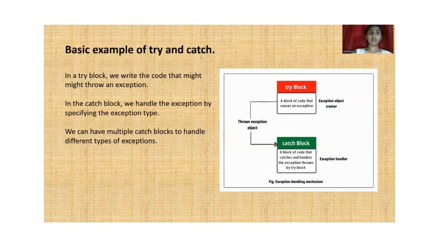Basic example of try and catch. In a try block, we write the code that might throw an exception. In the catch block, we handle the exception by specifying the exception type. We can have multiple catch blocks to handle different types of exceptions.